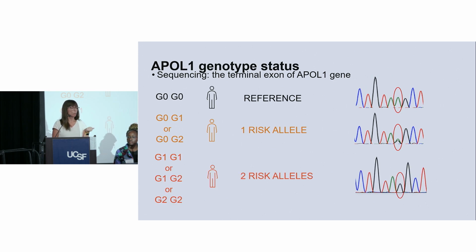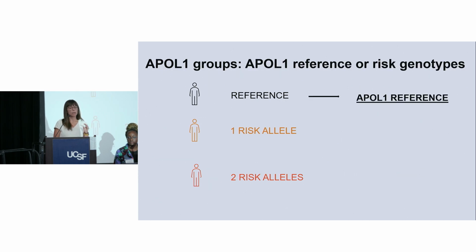And if you were homozygous for G1, for G2, or heterozygous for both G1 and G2, you were assigned to have 2 risk alleles. And here on the right side, you can see the chromatograms of some of these genotypes. Now when we know the status, we divided participants in 2 groups. Those who had the reference genotype were part of the reference group, and those who had 1 risk genotype or 2 risk genotype, part of the risk genotype group.